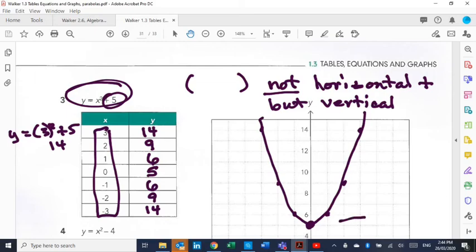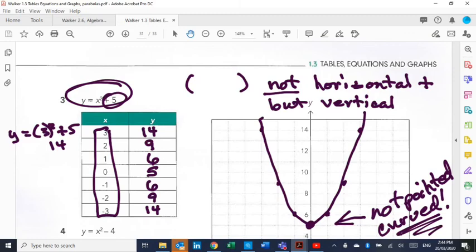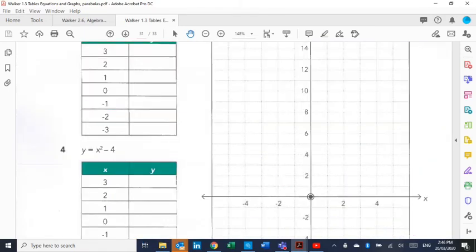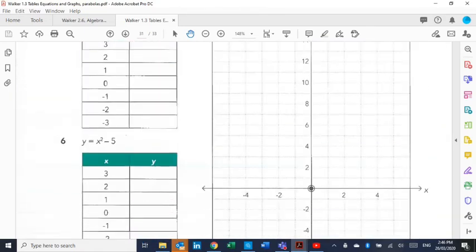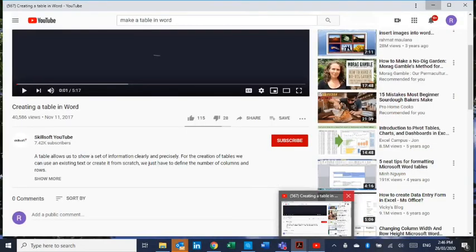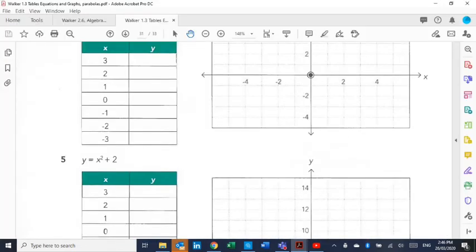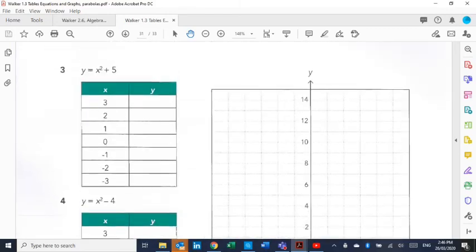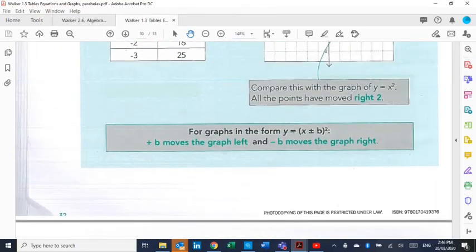Don't make this a point. Not pointed. Curved. Okay? So make sure you always do it carefully. All right? Now, that's one of those. It's another one of those. Okay, so all of those so far have been just vertical translations.